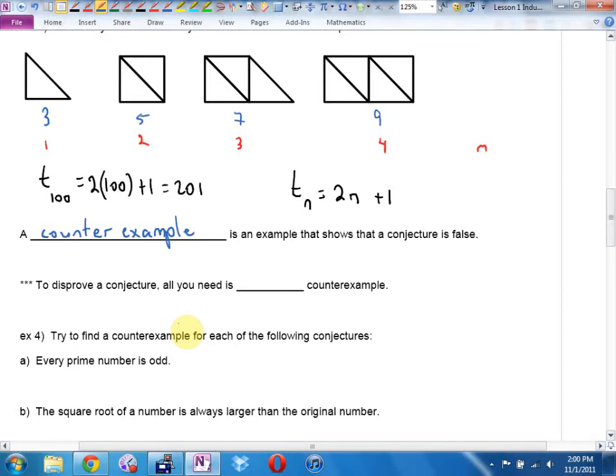To disprove a conjecture, all you need is one, uno, eins, un, ich, one counterexample. And there have been many a mathematical theory that looked very, very good, and then somewhere in the quadrillions they found a counterexample. Nope, doesn't work.